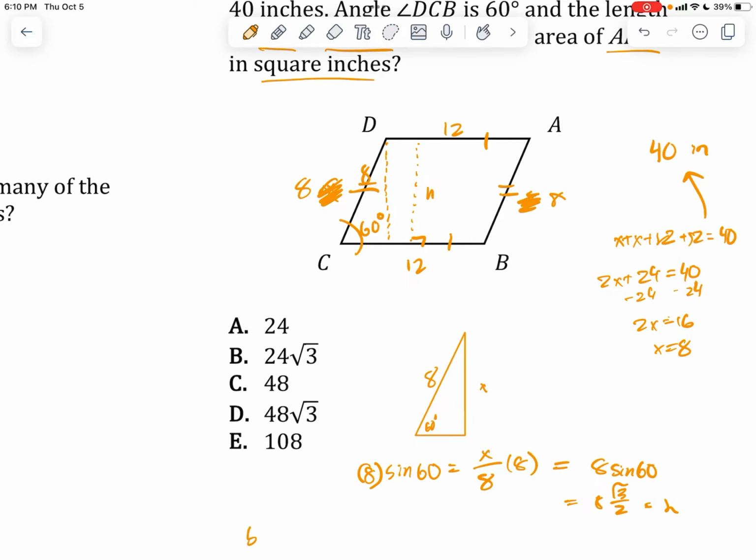Now base times height is equal to 8 square root of 3 over 2 times 12. That gives you 96 square root of 3 over 2, which is equal to 48 square root of 3.